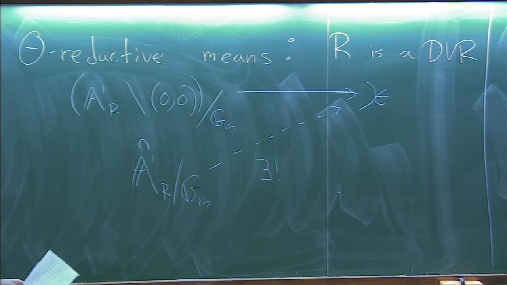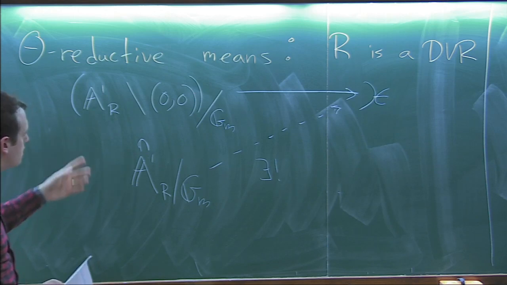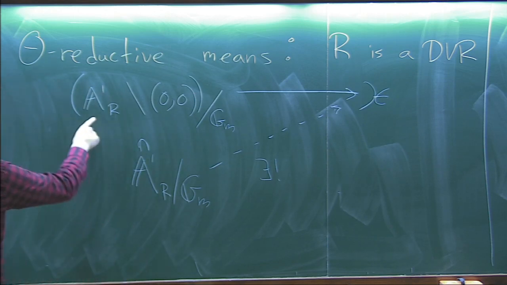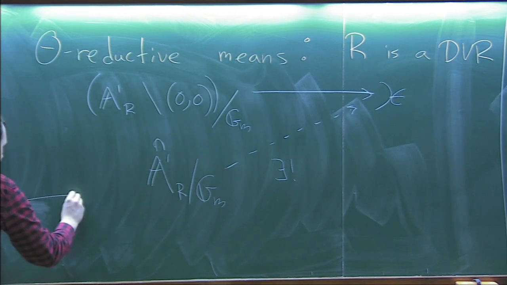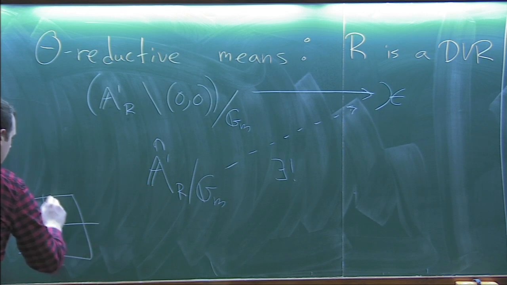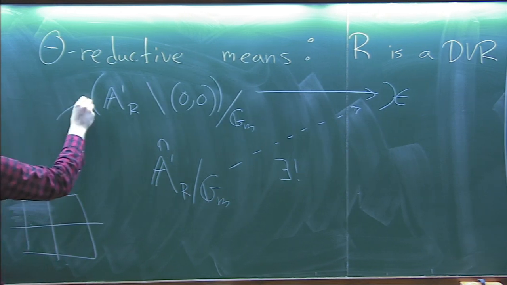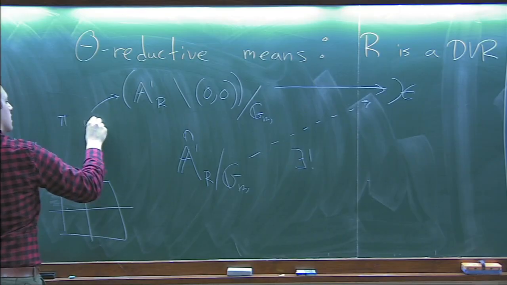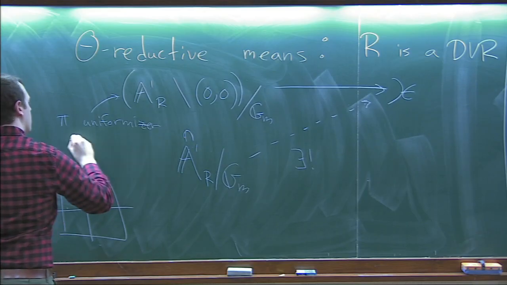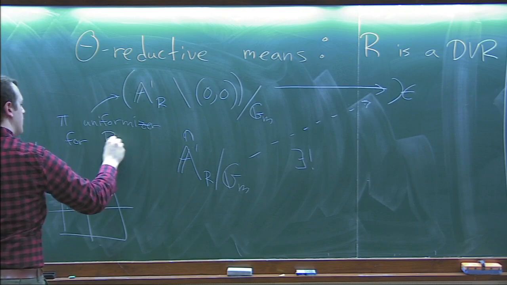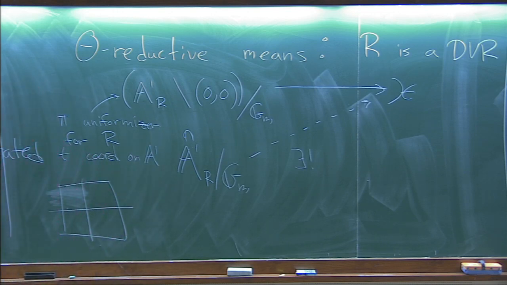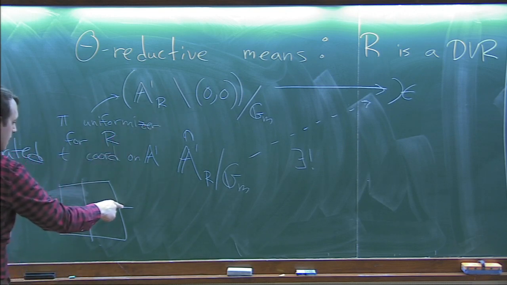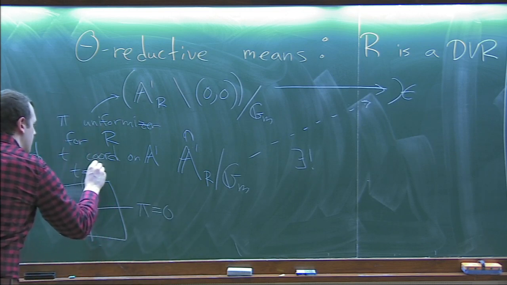But there's another way to interpret what this is saying. So what is the stack A1_R minus (0, 0) mod G_m? Basically A1_R is a surface, and let's say I use coordinates: pi is a uniformizer for R, and t is the coordinate on A1. Basically there are two lines in this thing that are G_m-invariant. There's the line where pi is equal to 0, and there's the line where t equals 0.